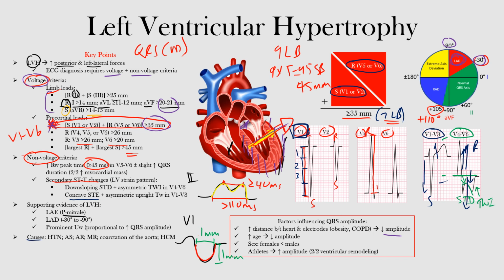There's a number of causes. Here's a few listed. And remember the factors that influence the QRS amplitude. Obviously, the distance between the heart and the electrodes, okay, can influence the amplitude. The age, as we get older, it tends to decrease in amplitude. Females tend to have a lower QRS amplitude than males, and obviously athletes will have an increased QRS amplitude, and that's often attributed to ventricular remodeling.